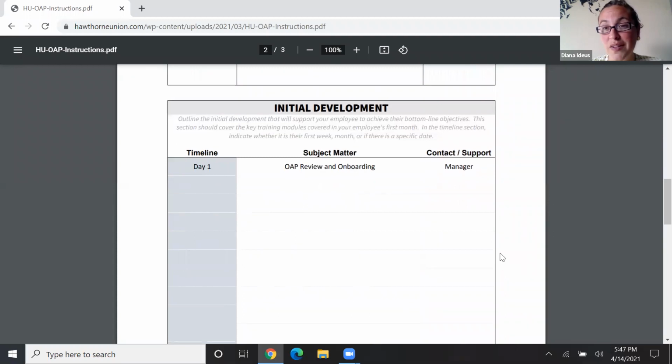Then you want their initial development. This is specifically for their first week and into their first month. You're not necessarily going to have all this filled out on their first day. What we did put in here though is that you're going to review this plan. That helps your employee feel safe. It helps them know how to define success. It gives them a bit of a roadmap. Depending on whether they like things really structured or really loose, you're at least defining the parameters for them.